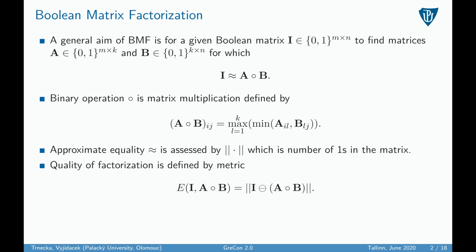The multiplication of two Boolean matrices is similar to classical multiplication. We only exchange addition with minimum function and multiplication with maximum function. Matrix equality is defined using number of ones in the matrix, and quality of factorization is measured by metric E. Using this metric, we measure number of uncovered ones.